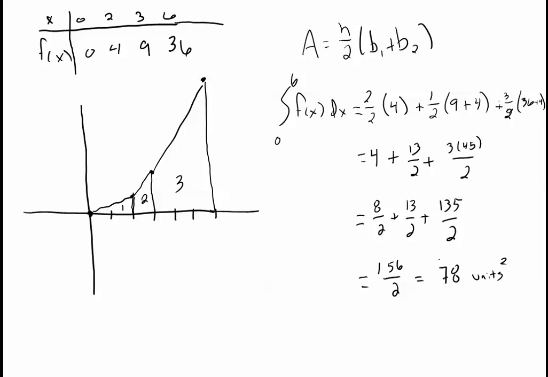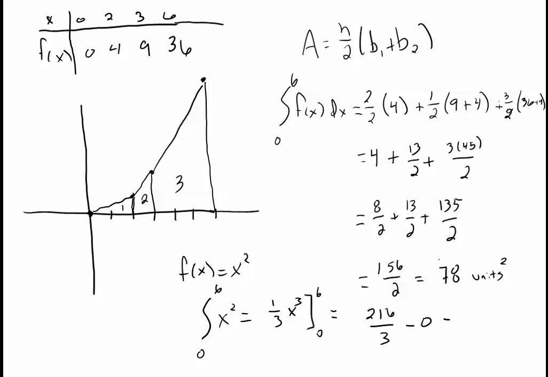Now just to show you its connection, these points actually came from the function x squared. And so if you were to integrate the integral from 0 to 6 of x squared, you know that you're going to get 1/3 x cubed from 0 to 6, and this would be equivalent to 216 over 3 minus 0, which reduces down to 72 units square.